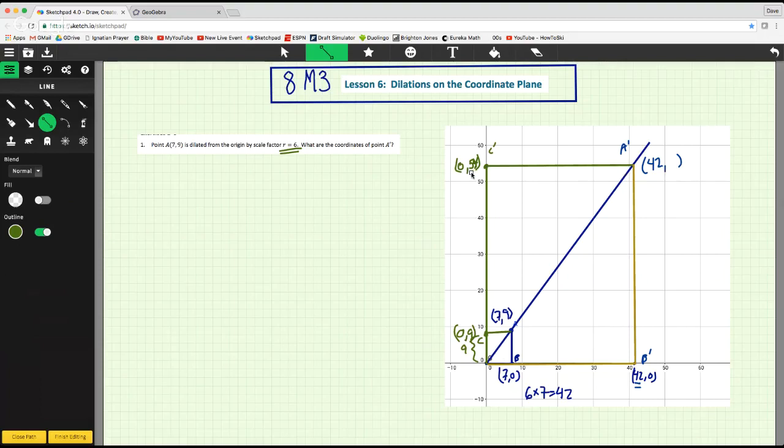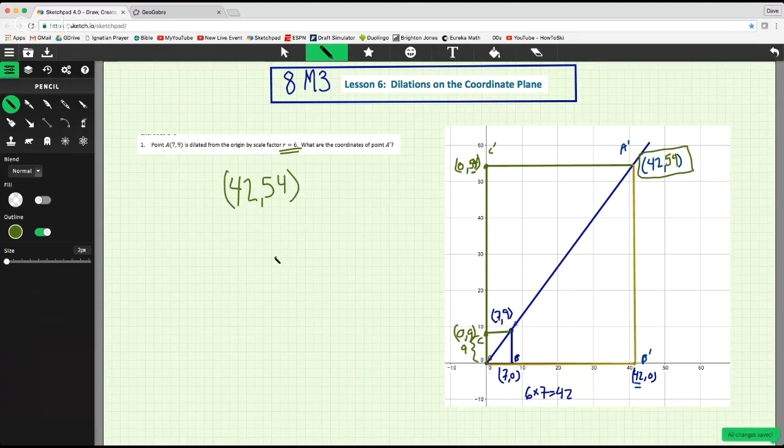So if this has a y coordinate of 54, then this one has a y coordinate of 54. And so our answer is 42, 54. And that is the same thing as our original point, 7, 9. You multiply this by our scale factor of 6, and you get 42. And 9 times 6 gives you 54.